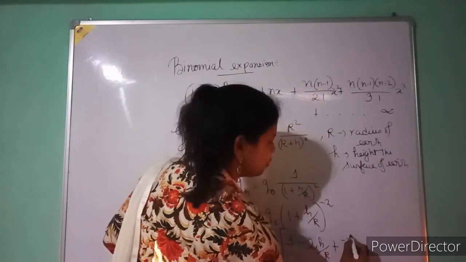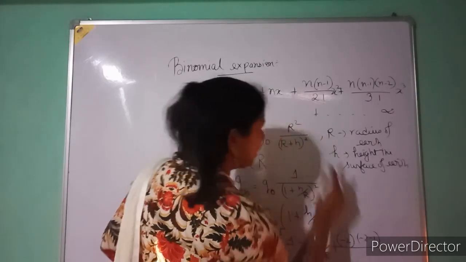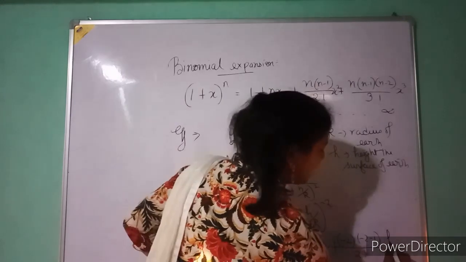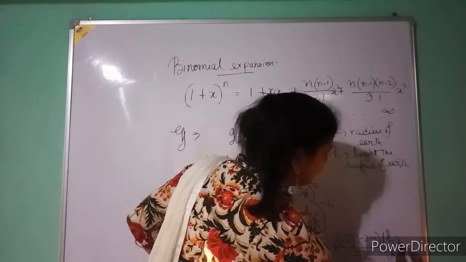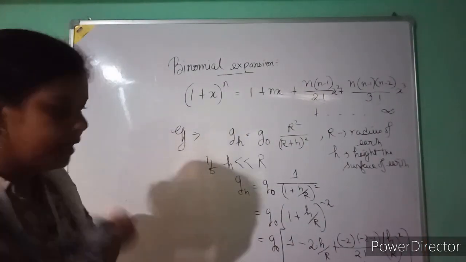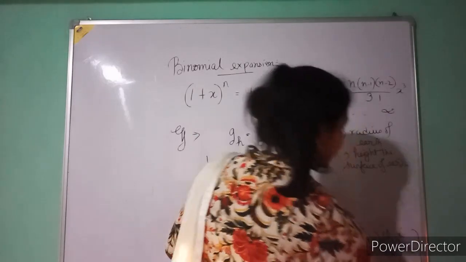Then this is minus 2 into minus 2 minus 1, then divided by factorial 2. Factorial 2 I am writing. Then what will happen? (h by r) whole square will be there like this. Now I said that it will continue. I have not given a square bracket, but it will continue till infinity.